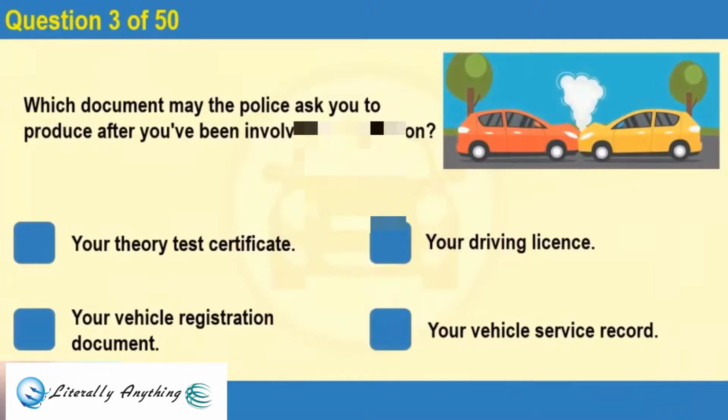Which document may the police ask you to produce after you've been involved in a collision? 1. Your theory test certificate. 2. Your driving license. 3. Your vehicle registration document. 4. Your vehicle service record.